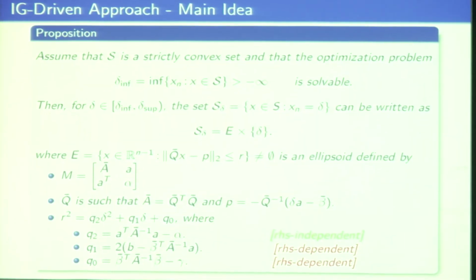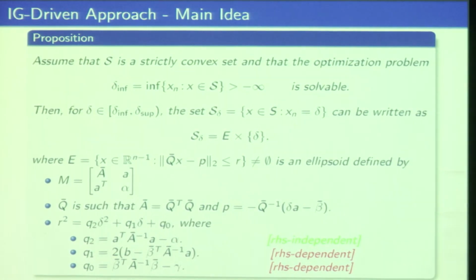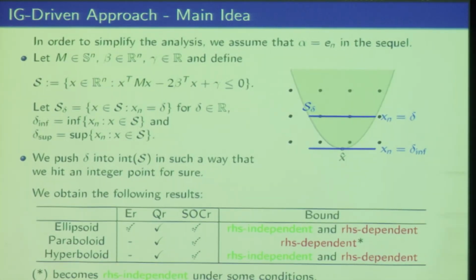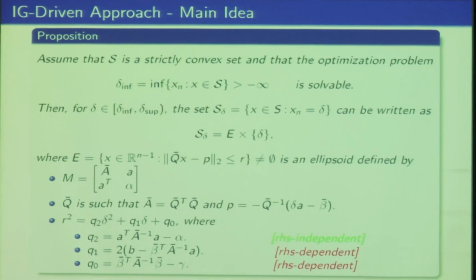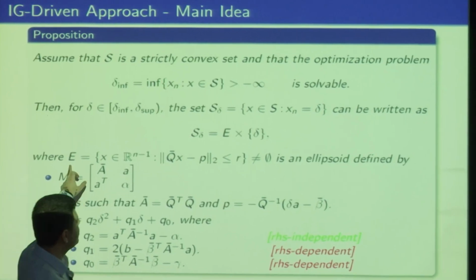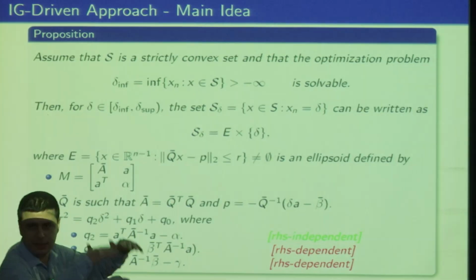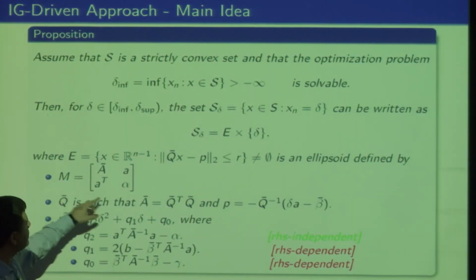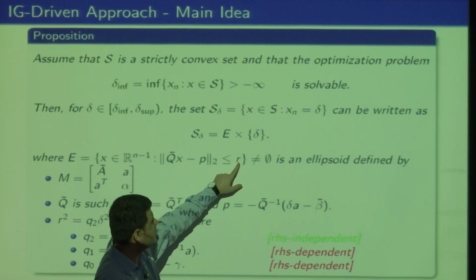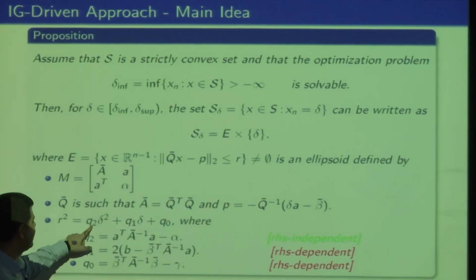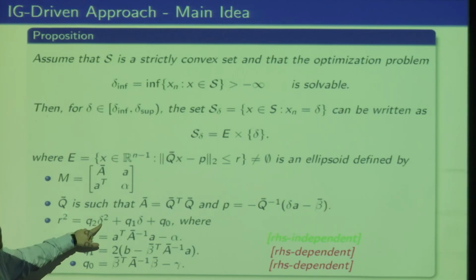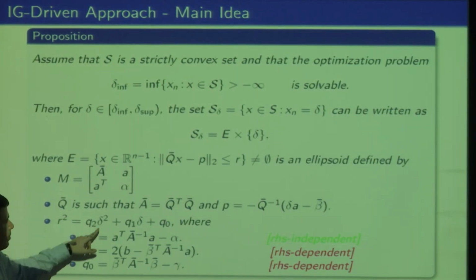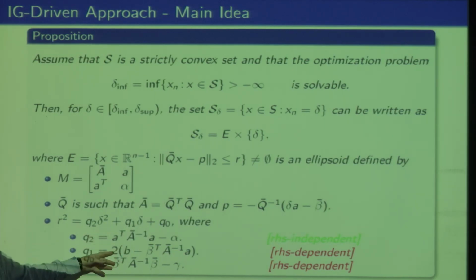So this is a horrible-looking technical proposition we will need. It turns out that, let me show you, this S delta can be written very explicitly as this ellipsoid times the level that you are at. And the radius of the ellipsoid is a quadratic function of the delta value, the level that you choose. The coefficients of this quadratic function can be explicitly written like this. Again, you don't need to memorize, of course.